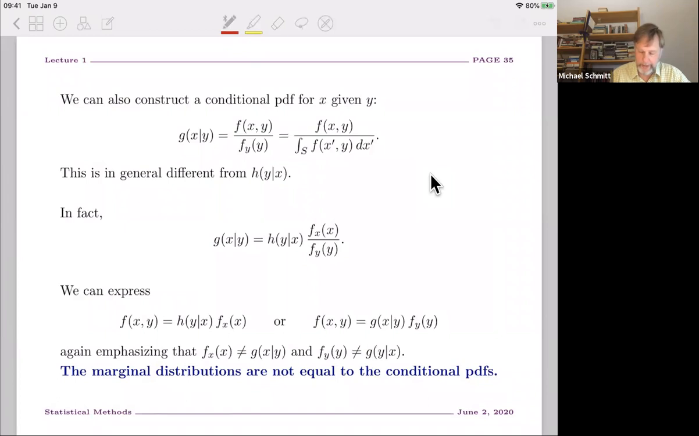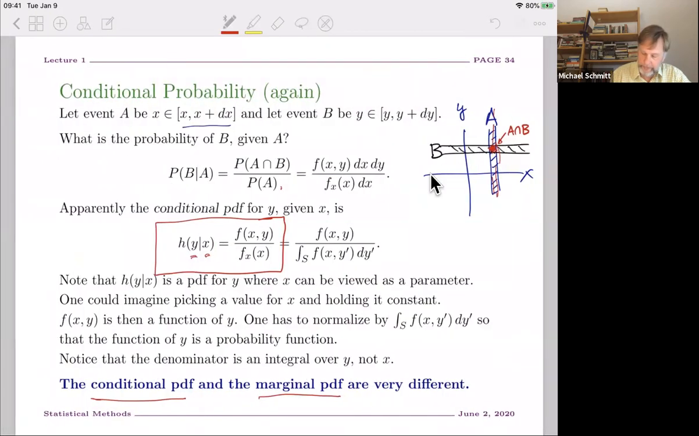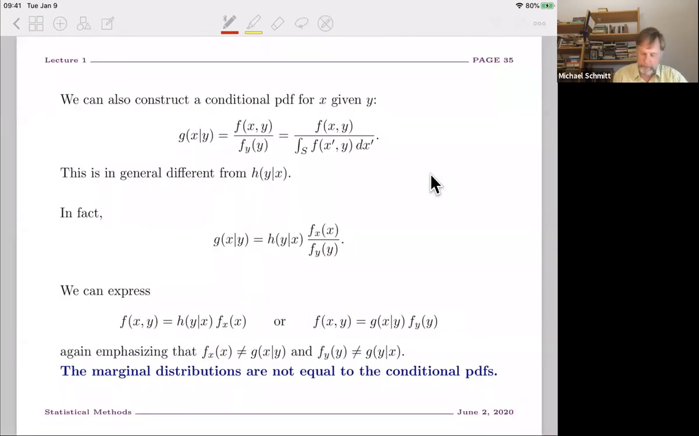We can play the game the other way. What is the probability to get X given Y? It's still the same red part, but we're now saying first we want to restrict ourselves to the horizontal black band, and then ask what is the probability to land in the red part. And so we can express this a different way in terms of the Y's. And so we actually find that we have two different ways of re-expressing the two-dimensional PDF in terms of a conditional and a marginal distribution for Y in terms of X, or for X in terms of Y. Okay, so again, the marginal distributions are not equal to the conditional PDFs.